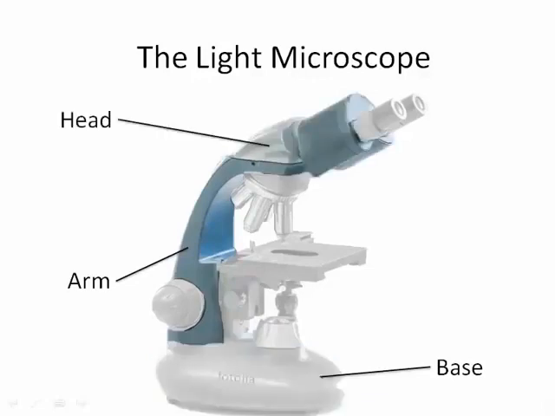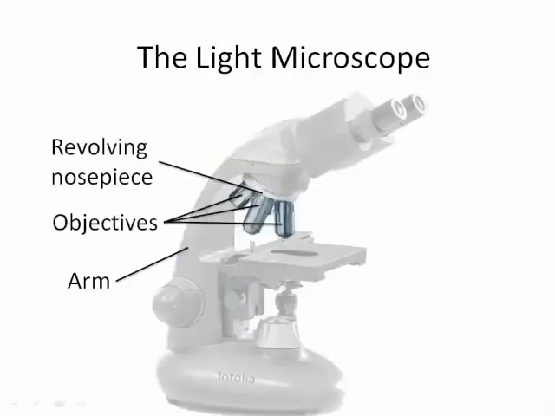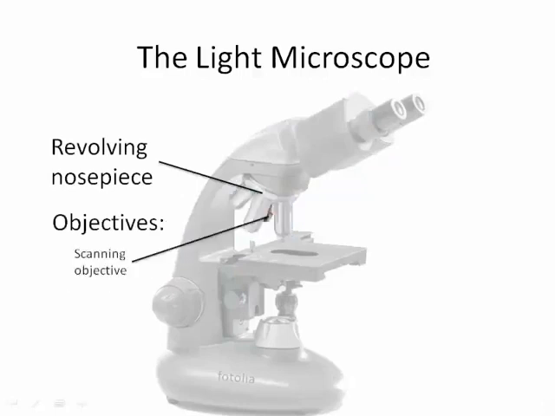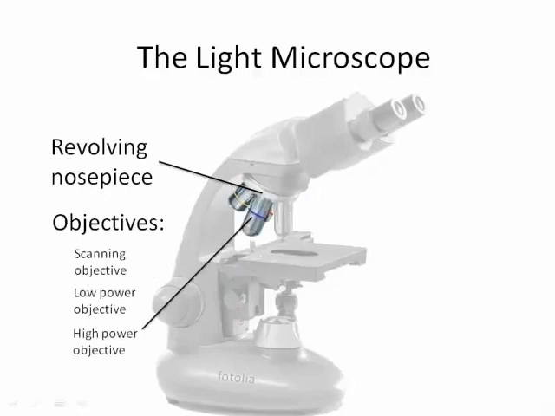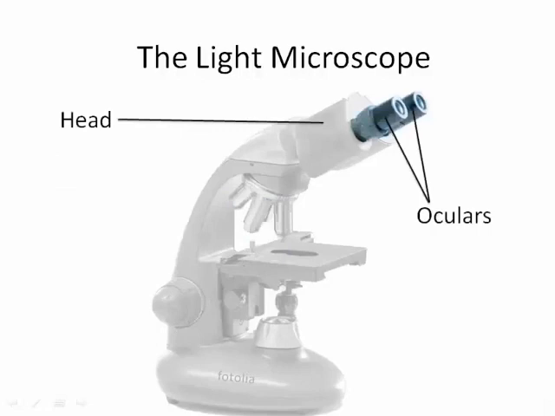The arm supports the head and a revolving nose piece that holds objective lenses. In this case, a scanning objective barely visible in the back, a low-power objective, a high-power objective, and an oil immersion objective. The nose piece revolves to move each objective into place as needed. On the head are oculars, the lenses through which we see the magnified images.